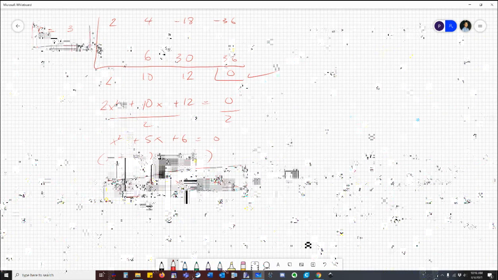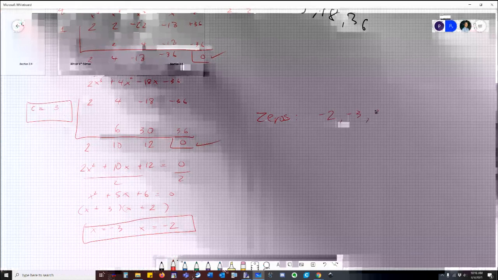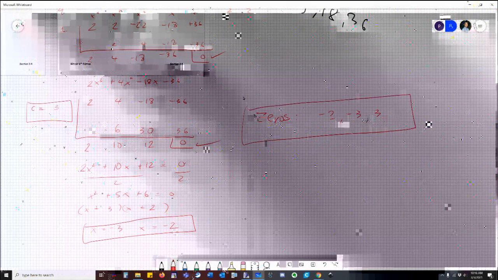And I also found 3 earlier and 1, I believe. So my zeros are -2, -3, 3, and +1. And that's all my zeros.